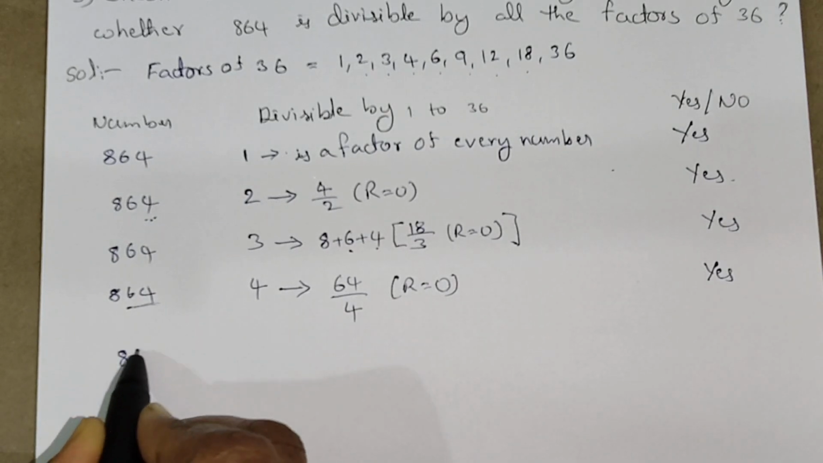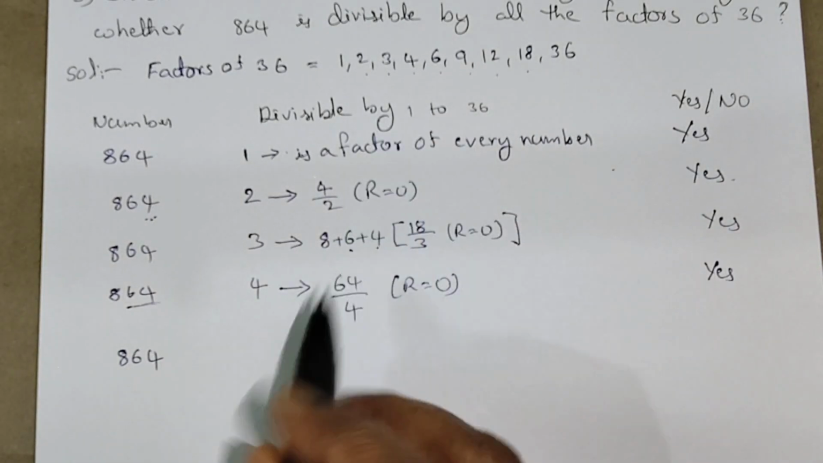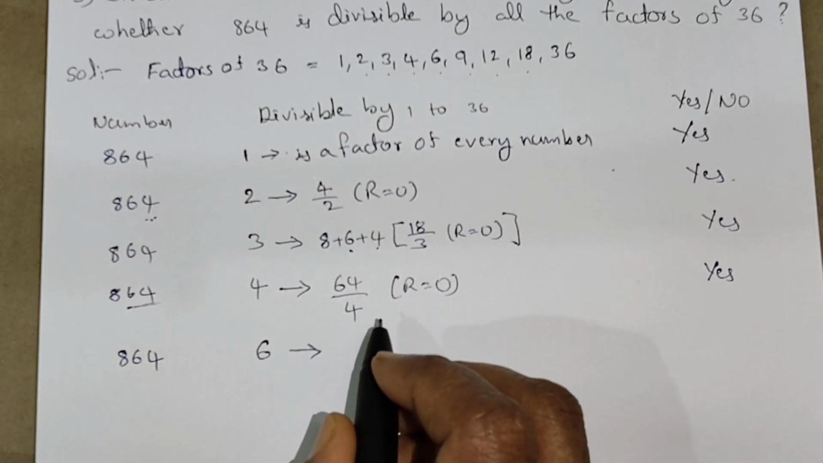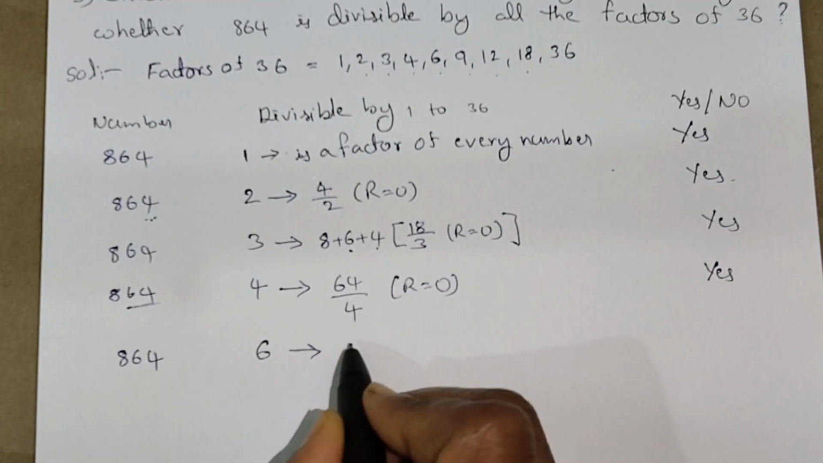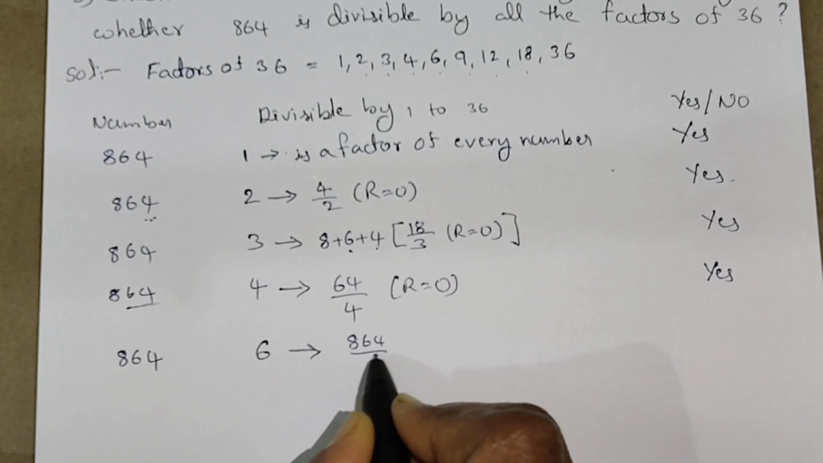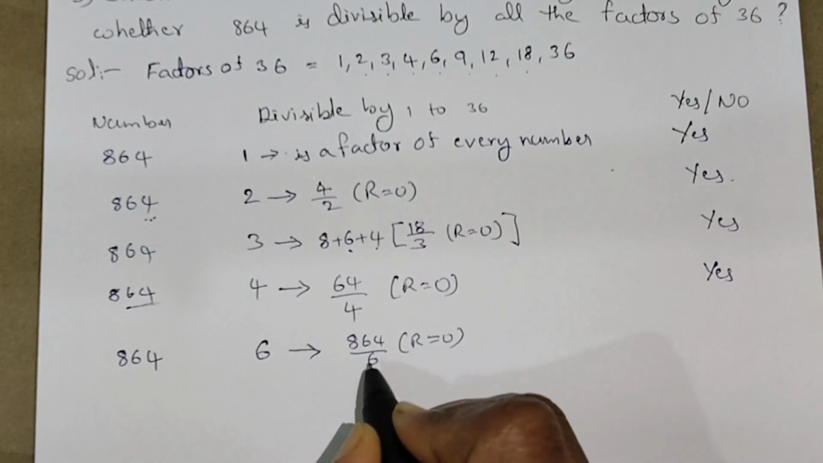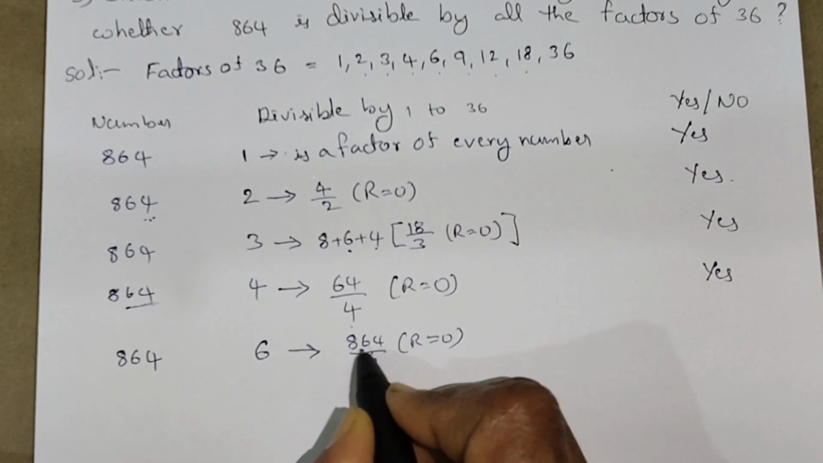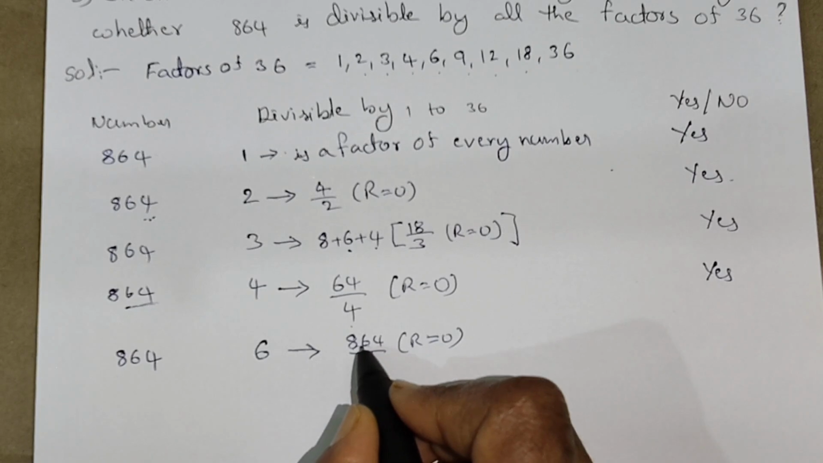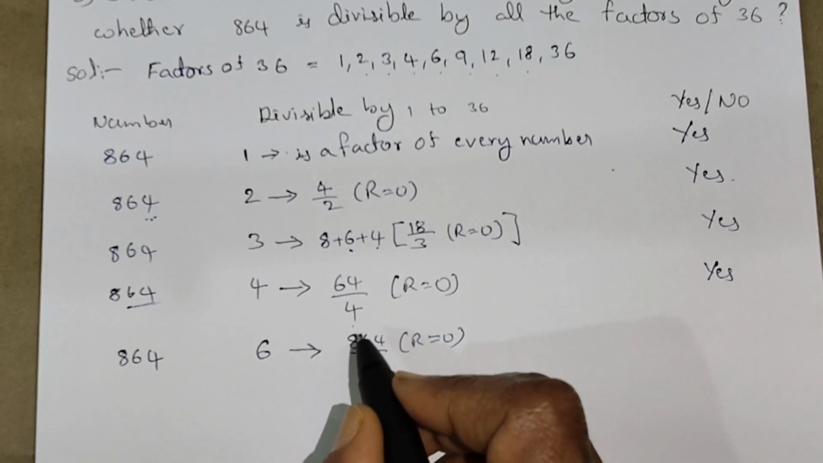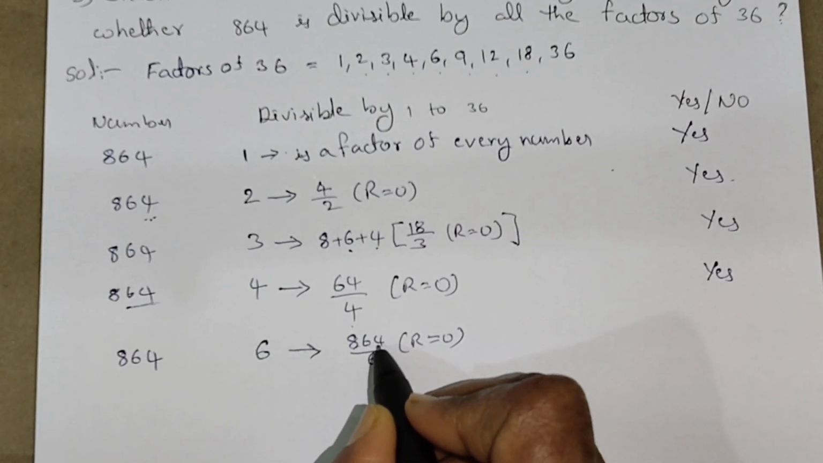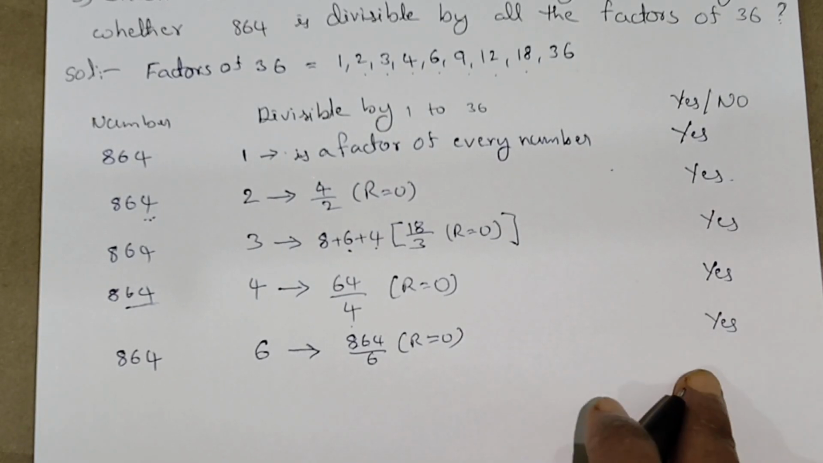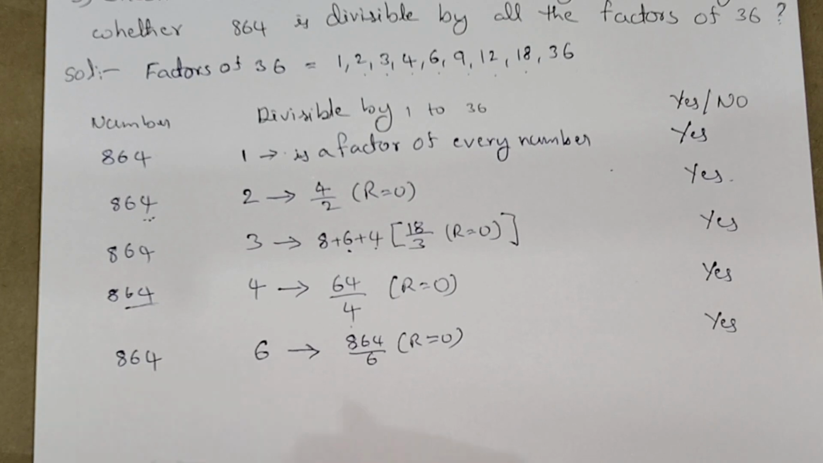Next is 6. What is the rule for 6? 864 by 6, the remainder is 0. 6 ones are 6, then 6 twos are 12, and 26 means 6 fours are 24. So yes, this number is divisible by 6.